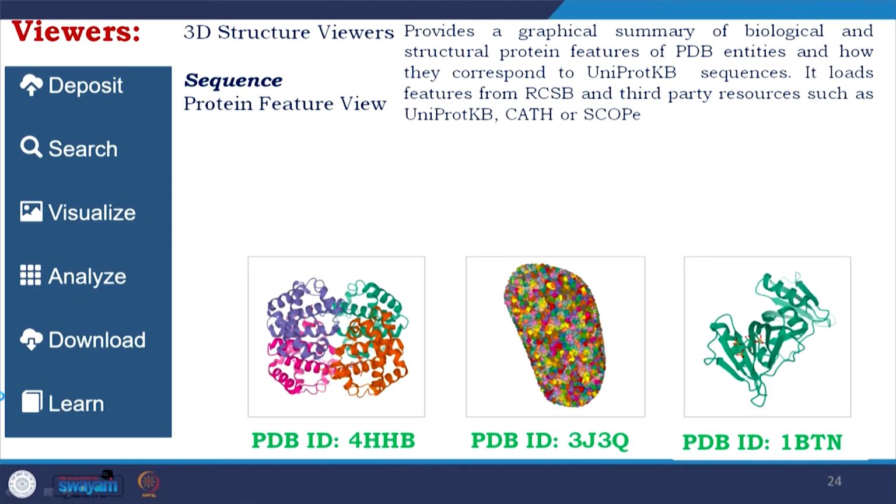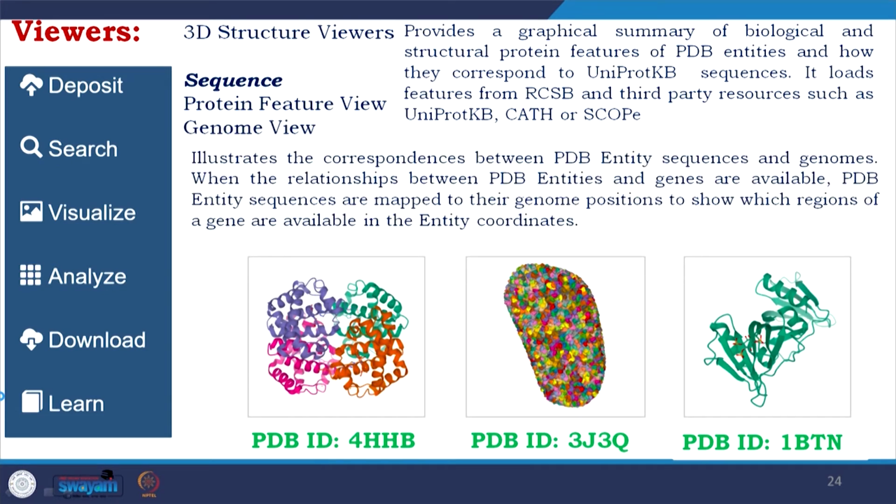It loads features from RCSB and third party resources such as UniProtKB as I talked about, CATH or SCOP, the other databases. Another is the genome view. It illustrates the correspondences between PDB entity sequences and genomes. When the relationship between PDB entities and genes is available, PDB entity sequences are mapped to their genome positions to show which regions of a gene are available in the entity coordinates.